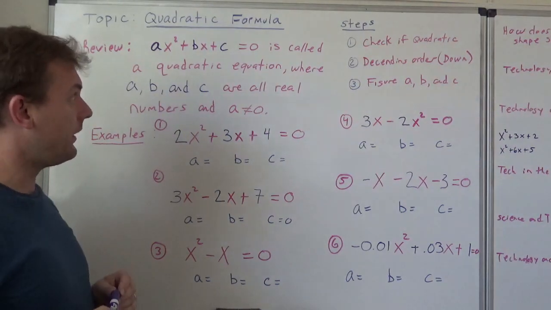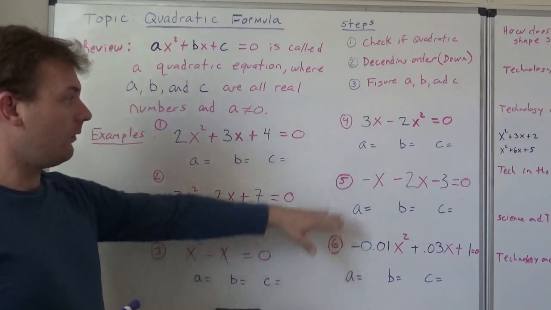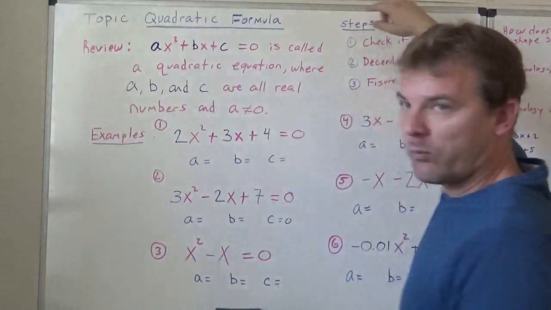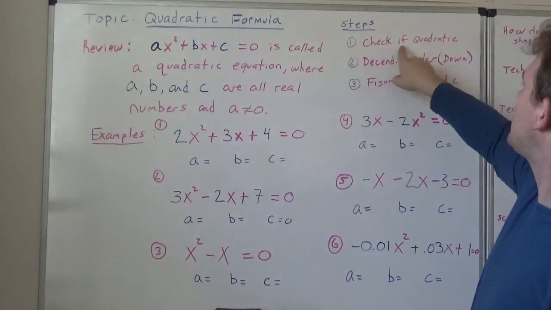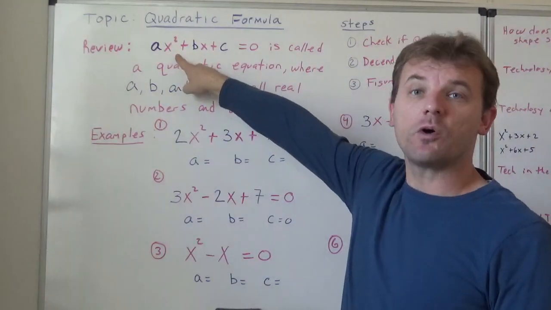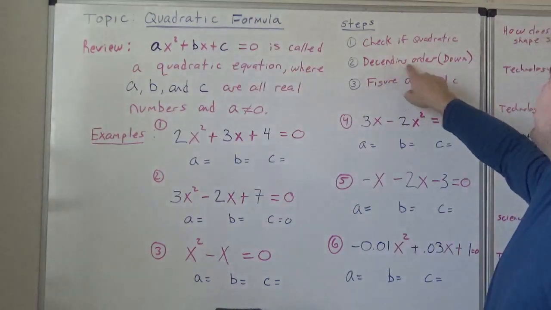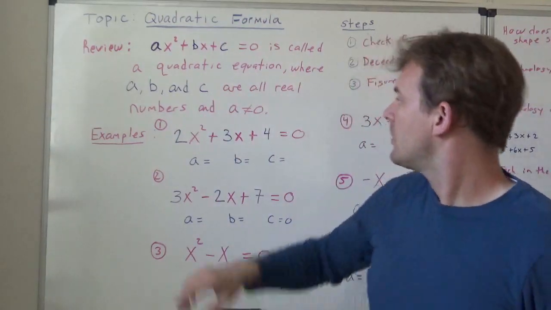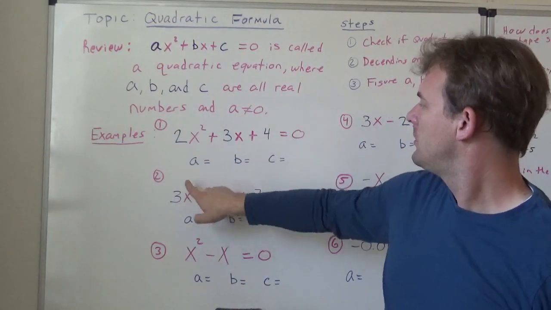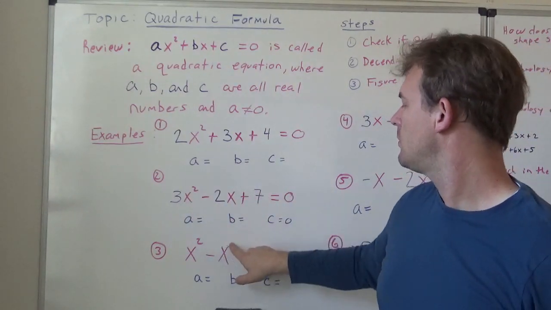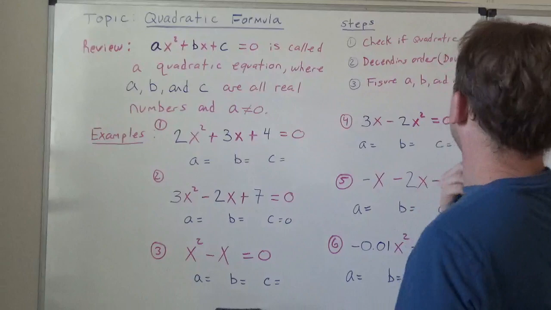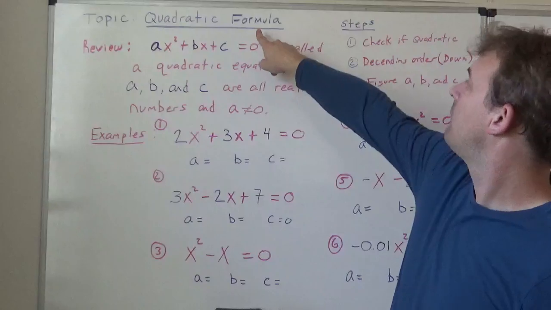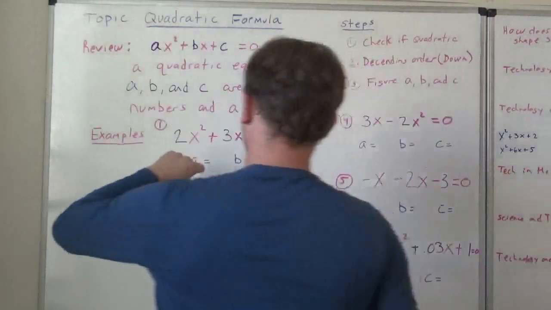So what I want to do is go through a couple examples and then hit the quadratic formula. The steps that I want you to make sure you know: first, check if it's quadratic, if it's in this form. Second, is it in descending order? Remember, descending order is going down. So we have 2, 1, 0. Then figure out what the a, b, and c are, because that is very essential for our formula.